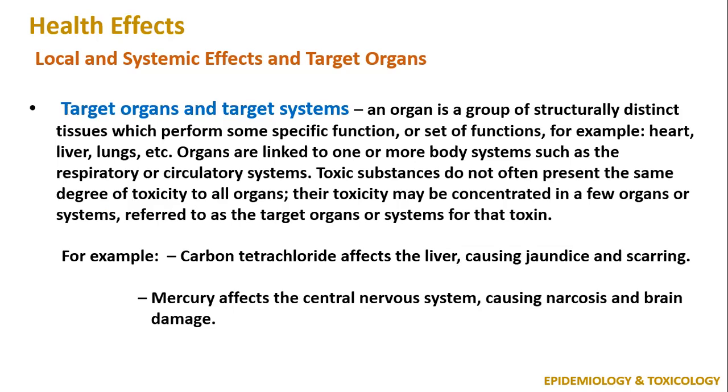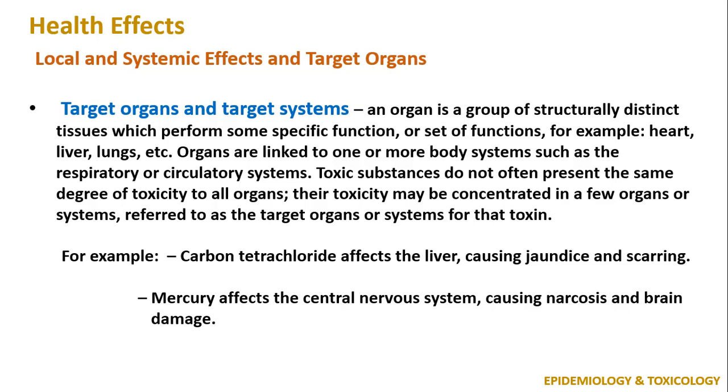Next is the target organ and the target system. An organ is a group of structurally distinct tissues which perform some specific function or a set of functions. For example, heart, liver, lungs, etc. Everything is made of tissue and a group of tissue forms an organ. So organs are linked to one or more body system such as respiratory or circulatory system.